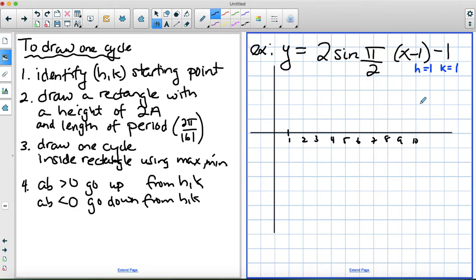Now, I need to know how far I should go, and how high I need to go. And that's where we draw the rectangle. I need to put my point first. So 1 and 1, my first point is located here. This will be my h and my k. Now it says I need to draw a rectangle at the height of 2a. That means I need to know what my amplitude is. So my amplitude is 2, because it's 2a, right? So my rectangle needs to be 2 on top and 2 on the bottom.